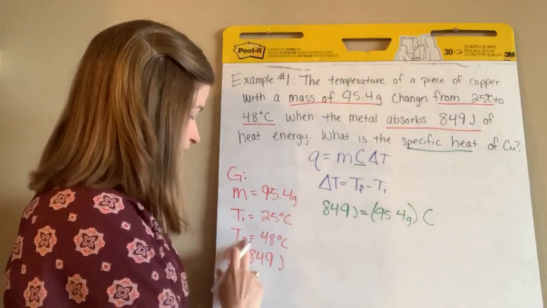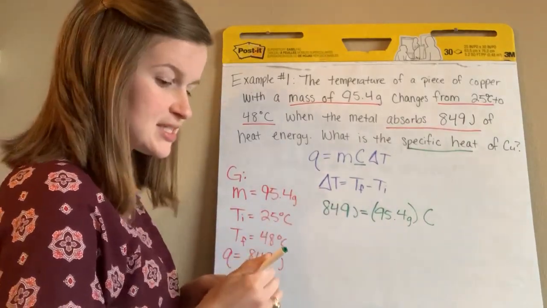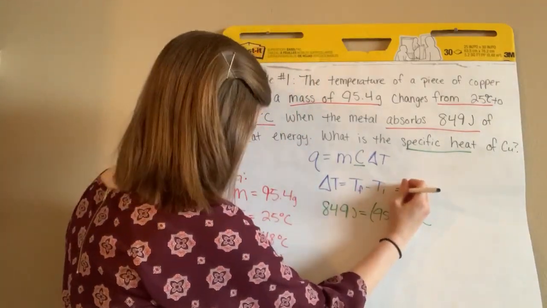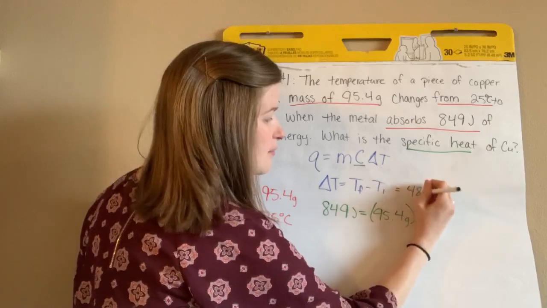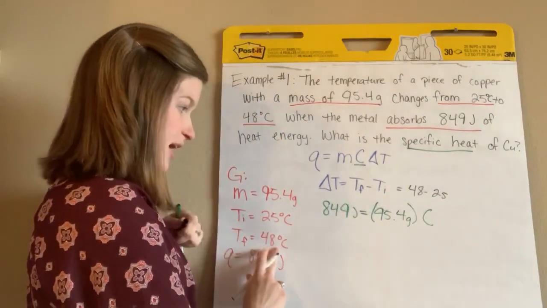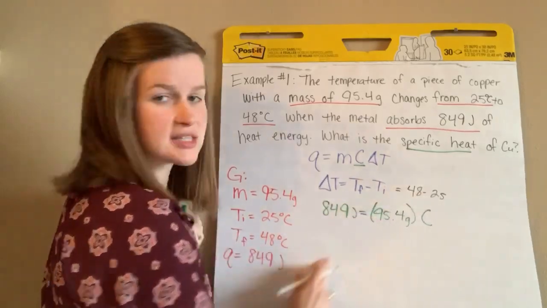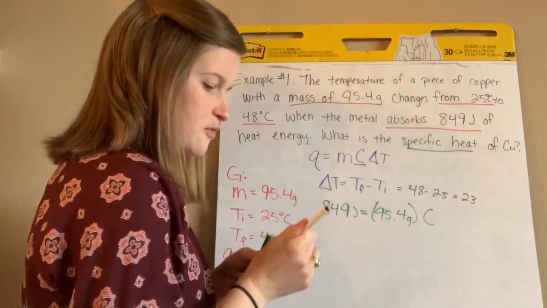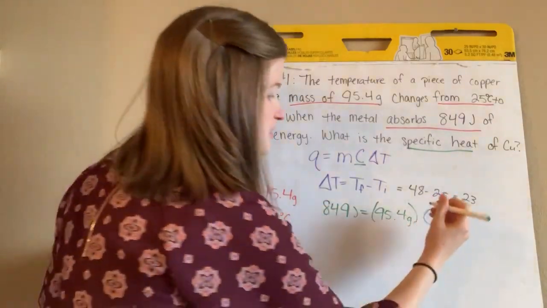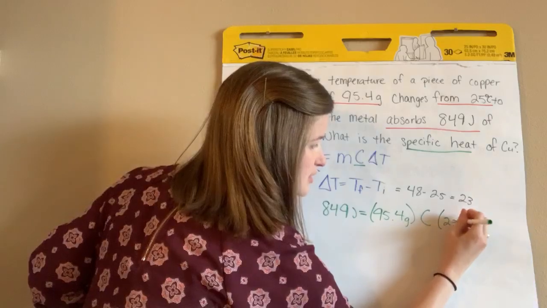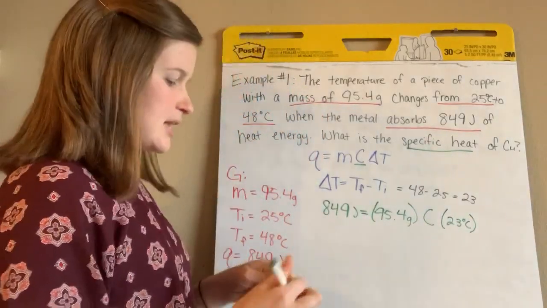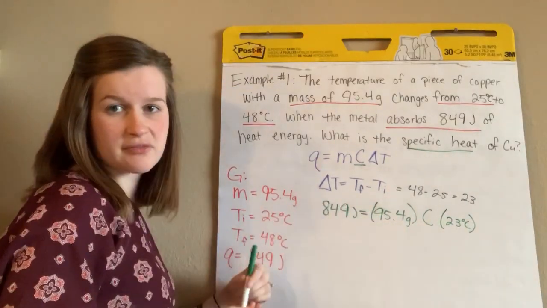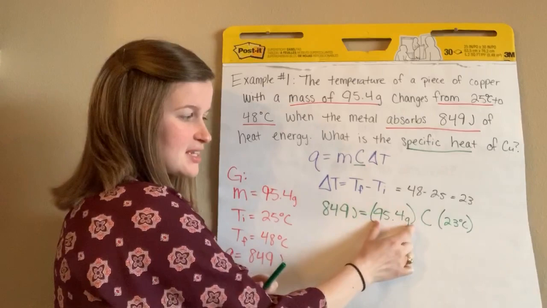And then I know delta T. First I need to plug in to figure out delta T. A little side note: this is going to be equal to 48 minus 25. I plugged in my T final minus T initial, so that's 48 minus 25, and that equals 23. So delta T is 23 degrees Celsius. Now I'm taking my calculator and plugging in. C is over here, and I want to get it by itself to solve for it. It's being multiplied by this number and this number.